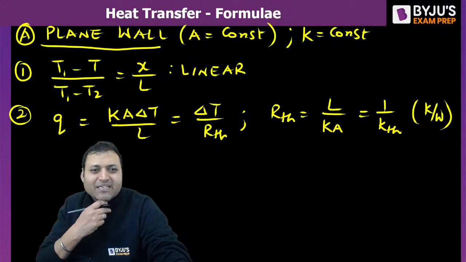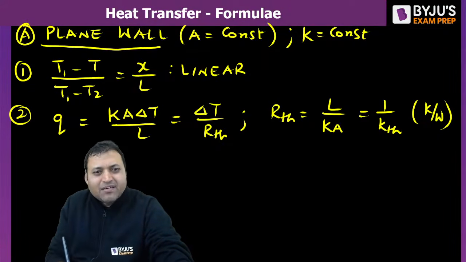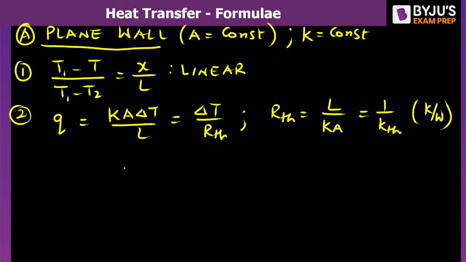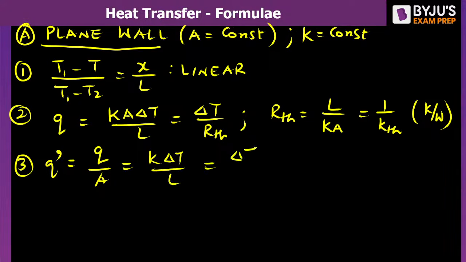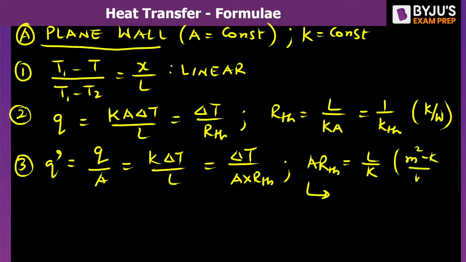Delta T is the temperature difference. Similarly, in another formula, Q dash is equal to Q by A, that is equal to K into delta T by L. That can be written as delta T upon A into RTH, where A into RTH is called the unit thermal resistance. The unit is meter square Kelvin per watt.